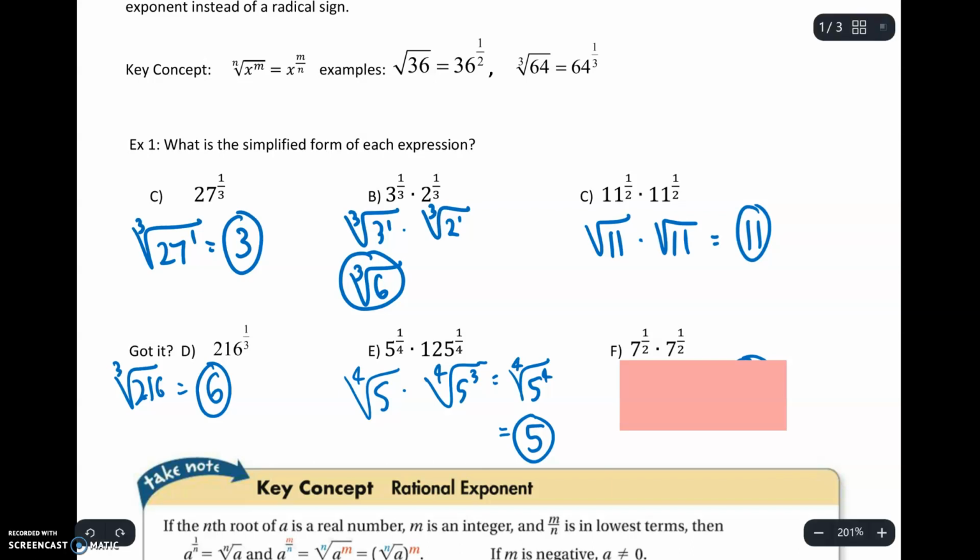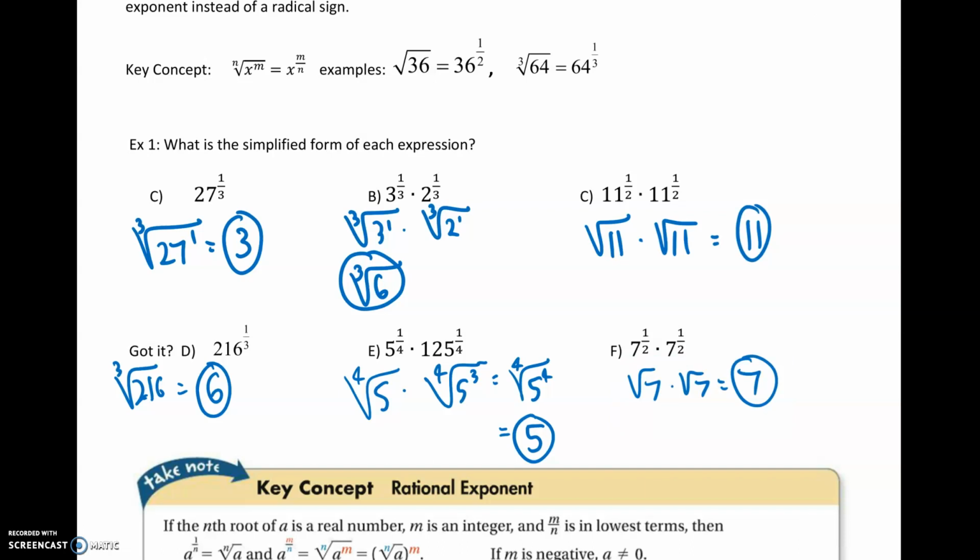And the last case is kind of like the example we saw from above. A 1/2 power is just a square root, so square root of 7, square root of 7, I just get 7 when I multiply those together.